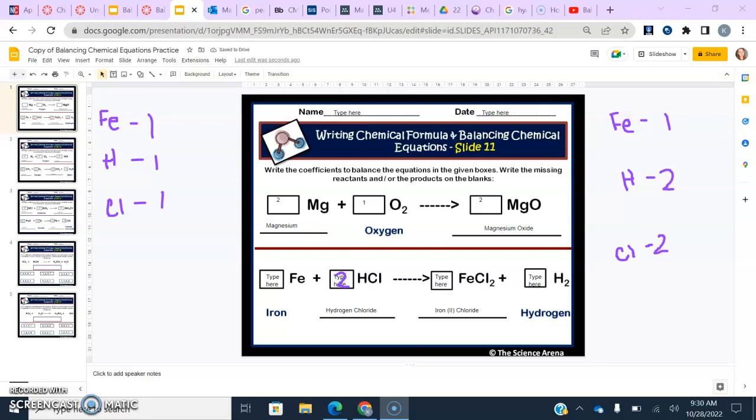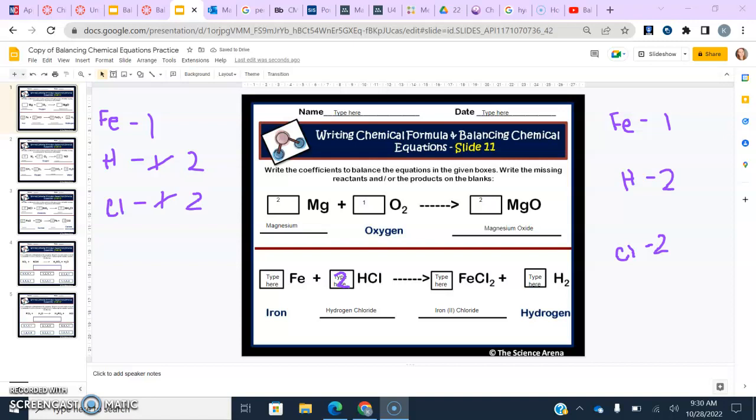Okay, so now let me readjust since I've added the coefficient. Now I've got 2 hydrogen and I've got 2 chlorine, because remember that coefficient applies to both the hydrogen and the chlorine. Now let's take a look again. So now we have 1 iron, 2 hydrogen on each side, and 2 chlorine on each side. So that's perfect. That is balanced. So the only coefficient we had to add was the 2 for the HCl.